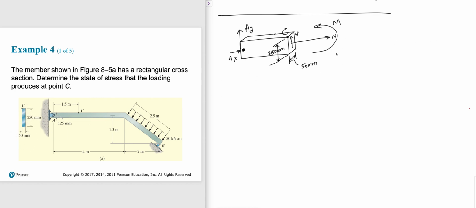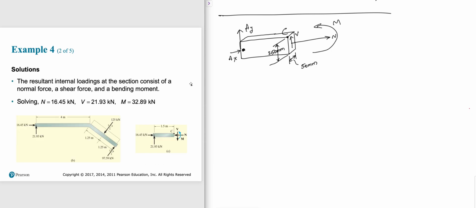To do this problem, that means to find N, to find M, to find V, three unknowns, you have to find what is AX and AY first. That means before you make a cut for this system, you have to find what is AX and what is AY. And because that is a statics problem, I'm not going to do it. You are supposed to do that.